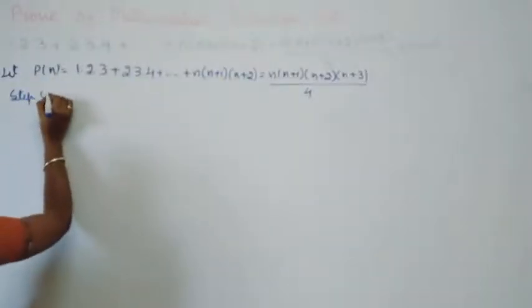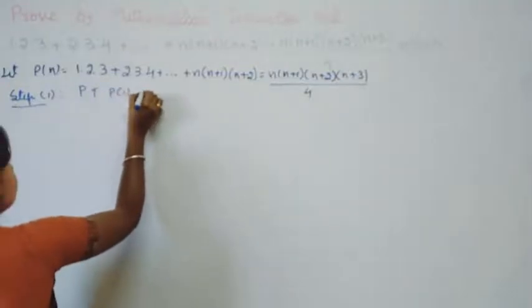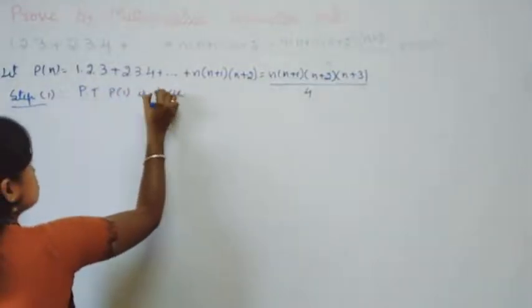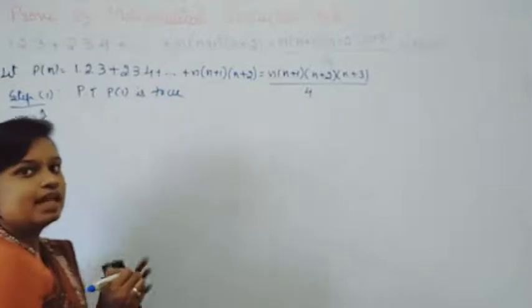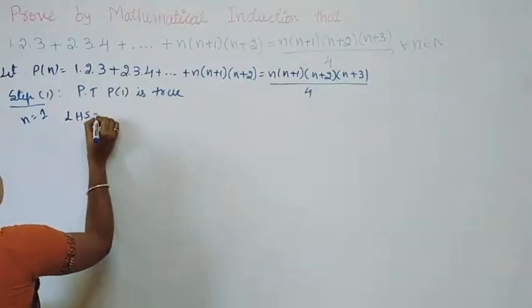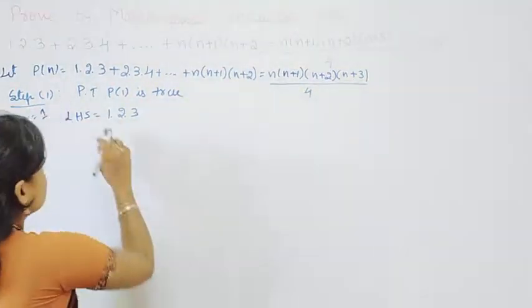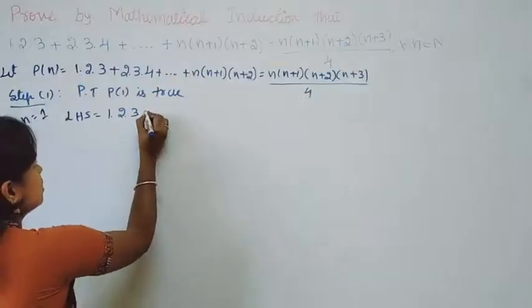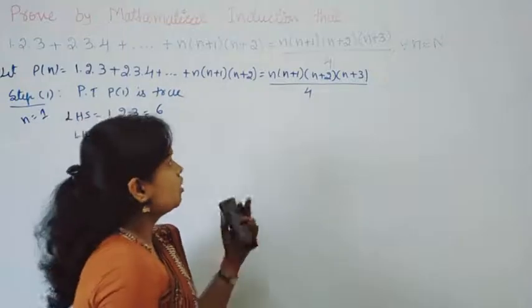So next step 1. Step 1 is what? Prove that P of 1 is true. So we have to show that P of 1 is true. That is, n is equal to 1. So when n is equal to 1, the LHS becomes what? LHS is equal to 1 into 2 into 3. So 1 2s are 2, 2 3s are 6. So LHS is equal to 6.